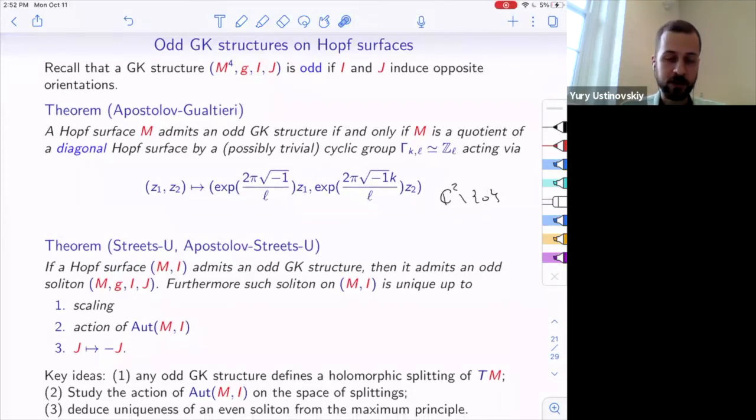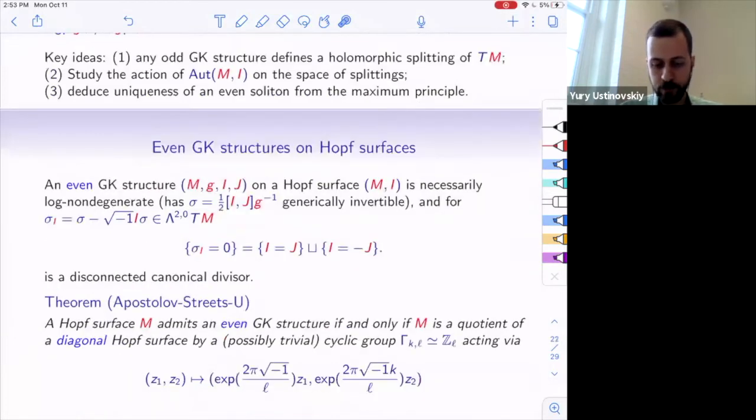The key idea here is that any odd generalized Kähler structure defines a holomorphic splitting, and by studying carefully the action of the automorphism group on the space of possible splittings and invoking a rather straightforward maximum principle, it was possible to deduce the uniqueness here. I don't want to focus too much on it because this is not where the functional plays a role. The functional plays a role if you want to study even structures.